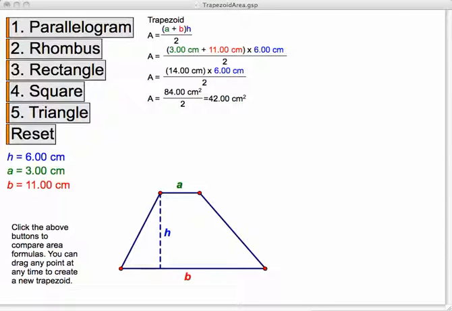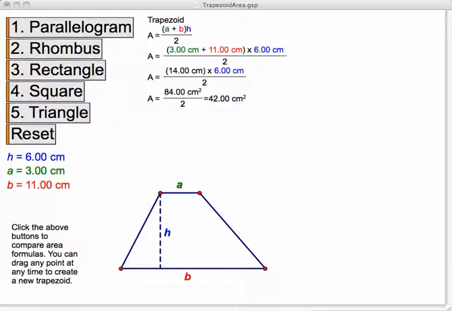Now, basically, I'm going to show you that a parallelogram, a rhombus, a rectangle, a square, and a triangle are all different special cases of a trapezoid, and thus you can use the formula for area of a trapezoid to calculate their area. What I'm not going to be trying to convince you of is that using the trapezoid formula for these areas is the most efficient way to get them. I just think it's a kind of neat property of a trapezoid.